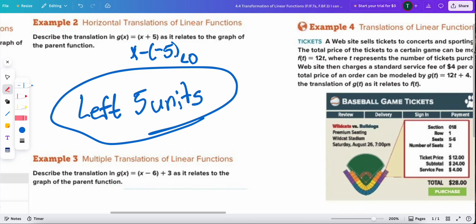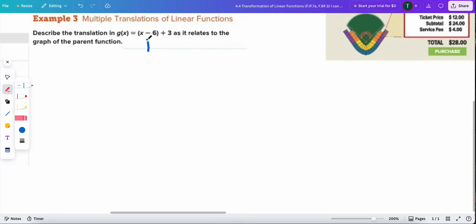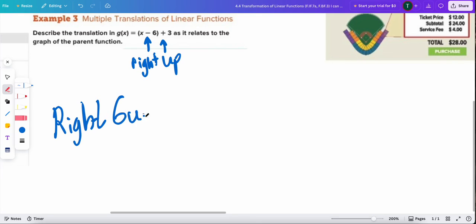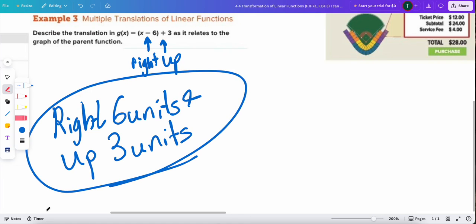Example 3 is putting both things together. Remember, inside the parentheses, it needed to be written as subtraction, which here it is. And on the outside, it needed to be written as addition, which it is. Since it's subtraction of a 6, that means it's a positive 6. So this would be telling us to go right. And since this is a plus 3, that would be telling us to go up. So this would be right 6 units, and up 3 units is how they would translate this graph.